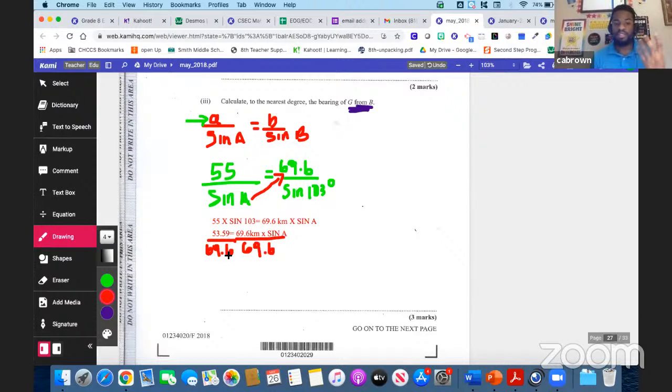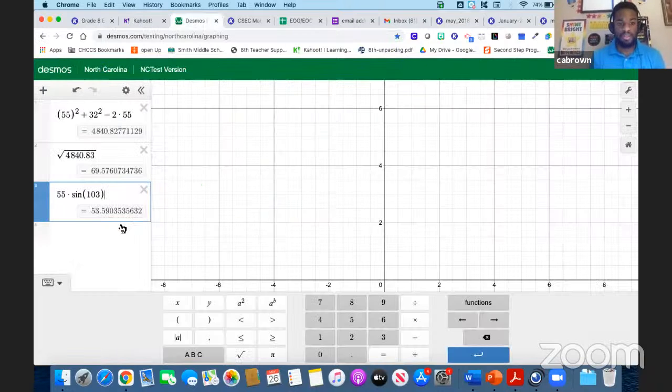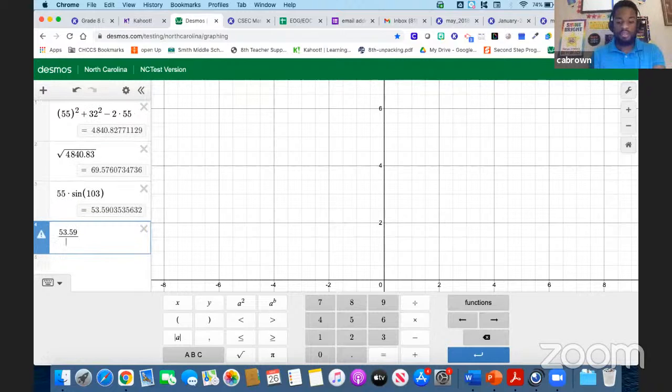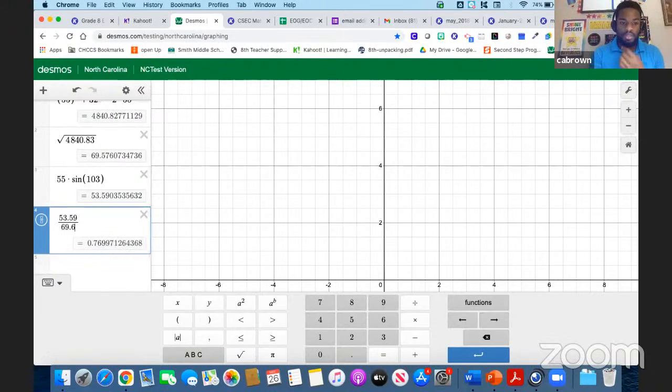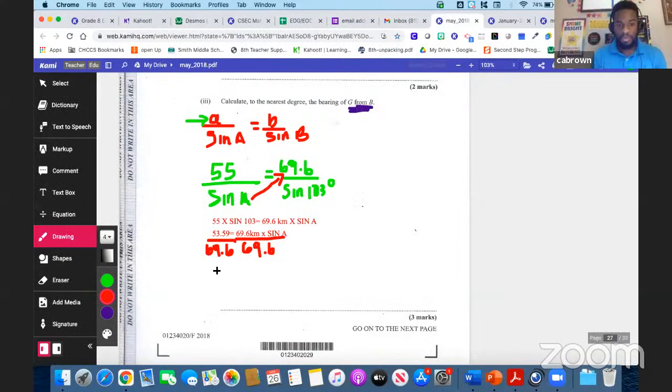Again, we're using our calculators: 53.59 divided by 69.6. Normally when you divide by sine, we tell students to leave it to 3 decimal places or 2 decimal places. I'm going to leave it to 2 decimal places, so I'll say 0.77. So I have 0.77 is equal to sine A.